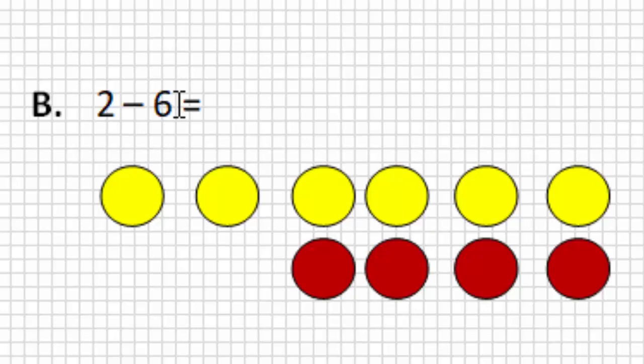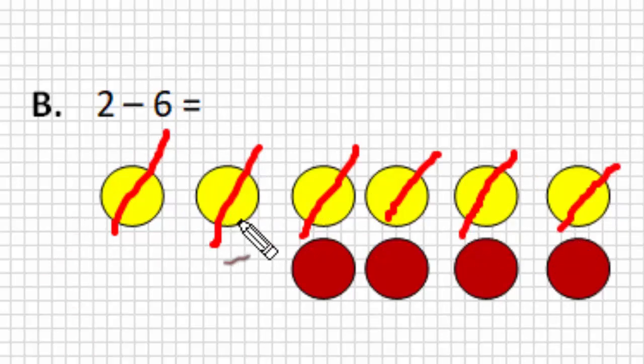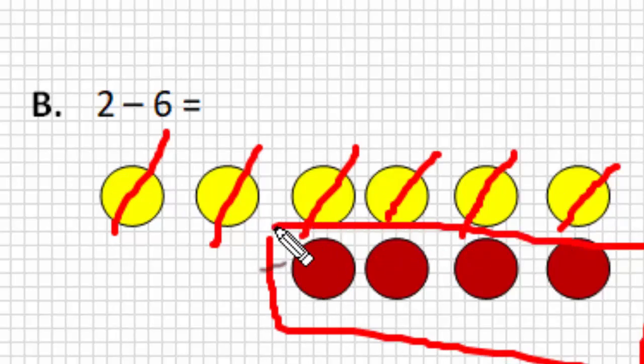So let's go ahead and try that. I can take away 1, 2, 3, 4. Again, I'm just taking away the positives because this is a positive 6, 5, 6. So I started with 2. I added 4 sets of 0 pairs so I'd have more chips on my board. I can now take away from my board 6 positives, and what I'm left with is a negative 4. So 2 subtract 6 is negative 4.